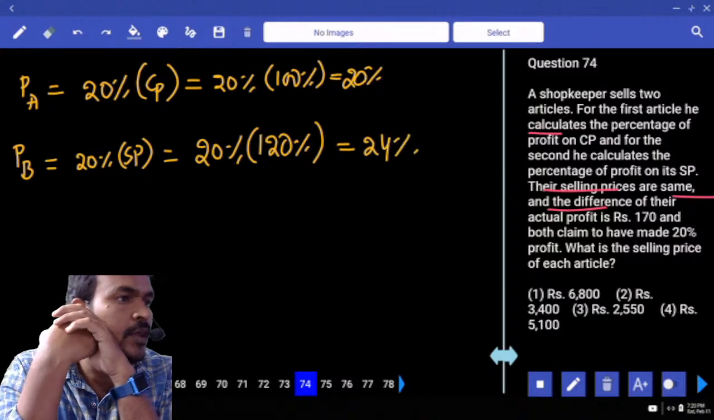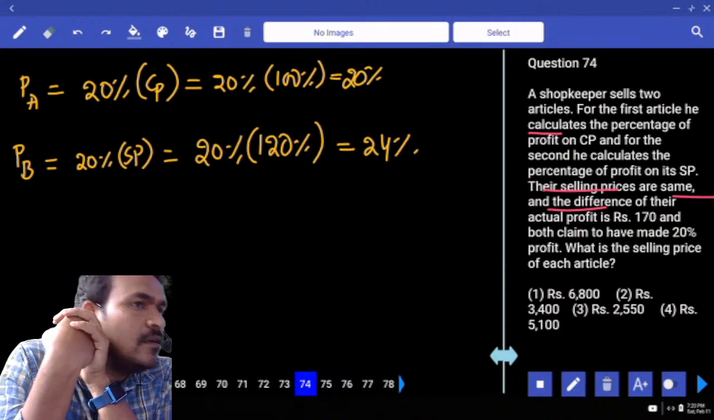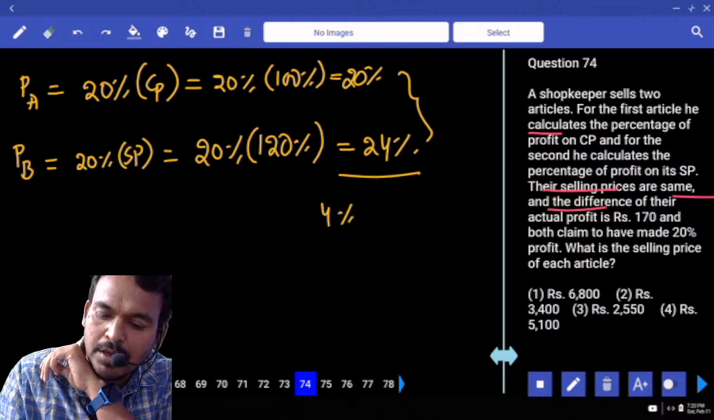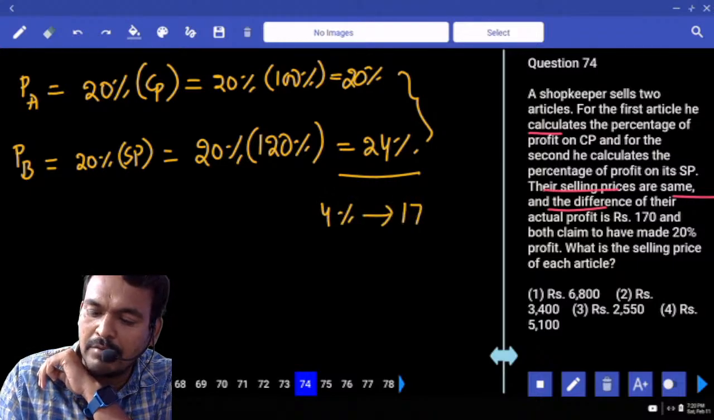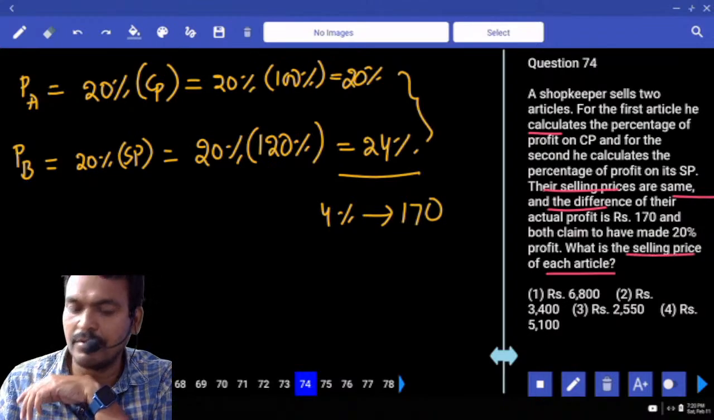24%. What is the profit on the first article? 20%. What is the profit on the second article? 24%. What is the difference in profit? 4%. In place of 4%, how many rupees are given? 170. What is the question here? What is the selling price of each article?